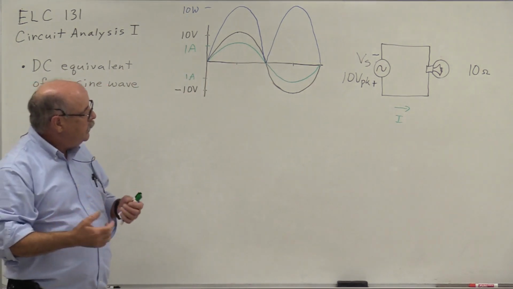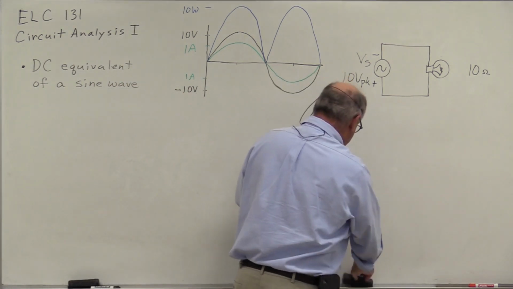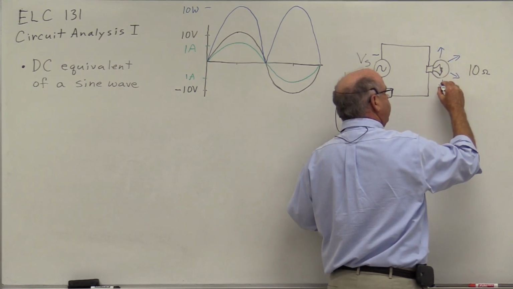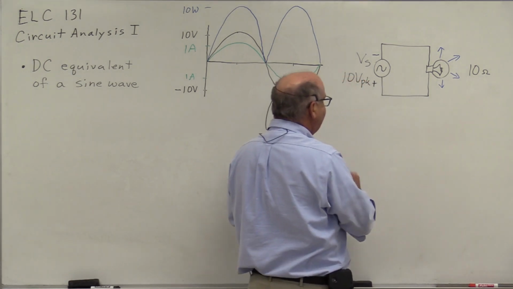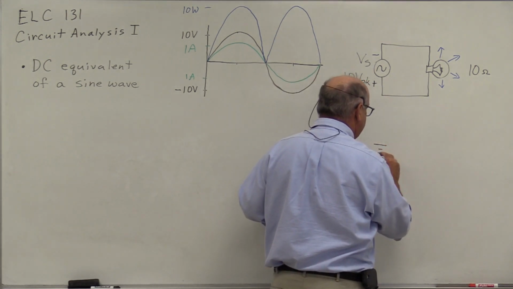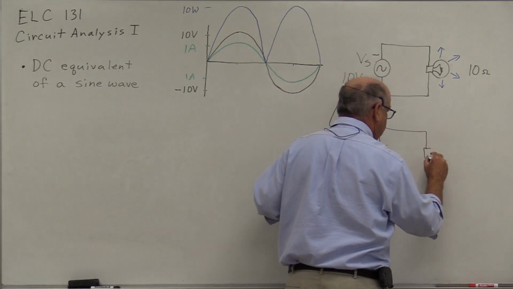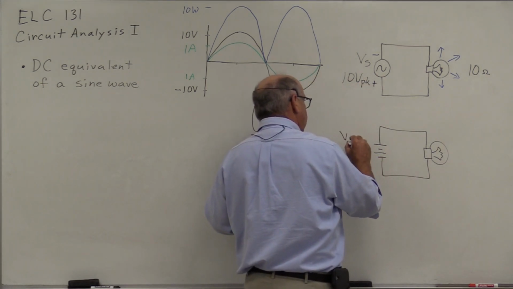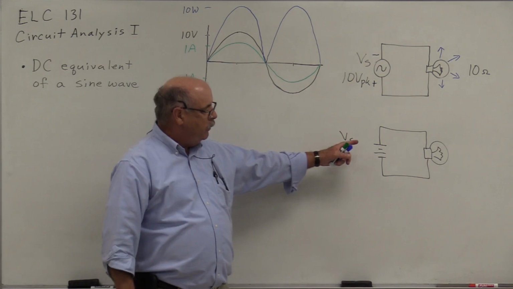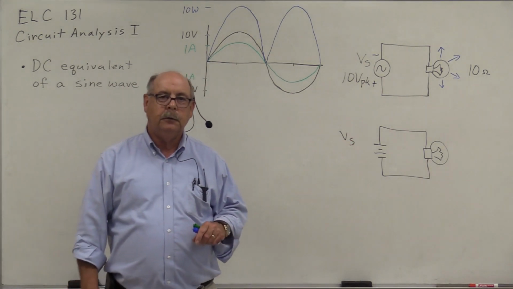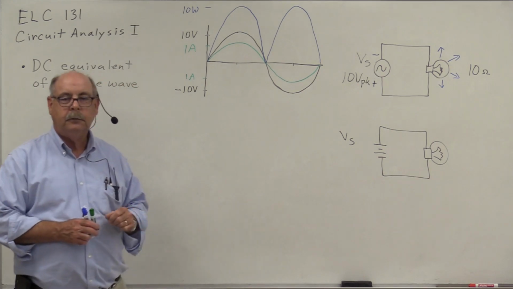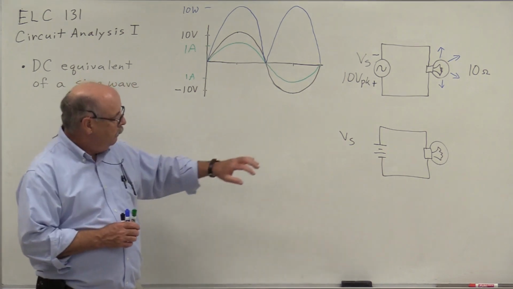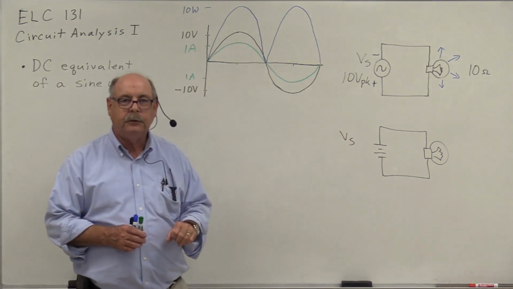So I guess the question is, if I want to get the same amount of light out of this bulb with a DC voltage source, what would be the value of this DC voltage source? Would it be 10 volts? Would it be 5 volts? What would be required for this DC voltage?